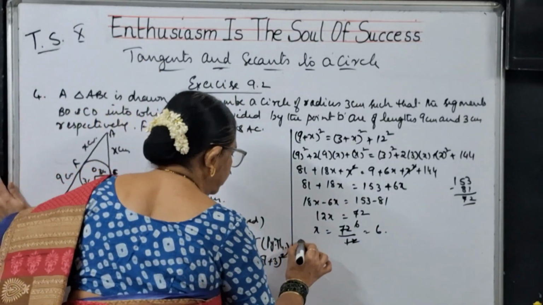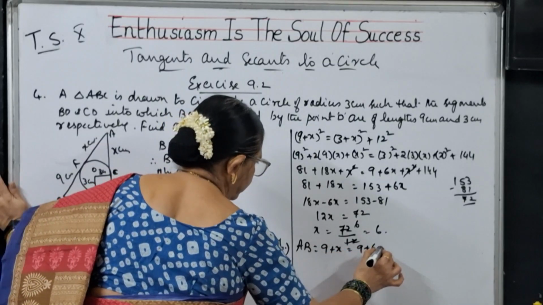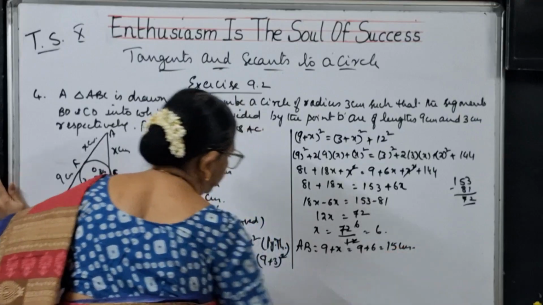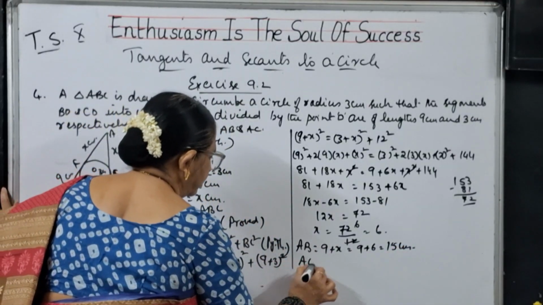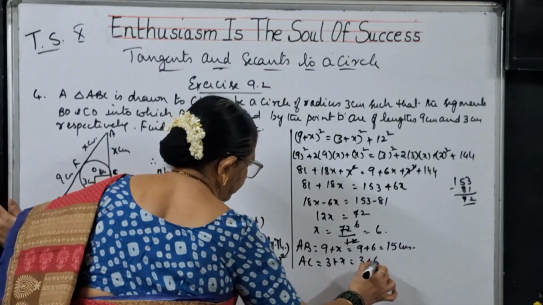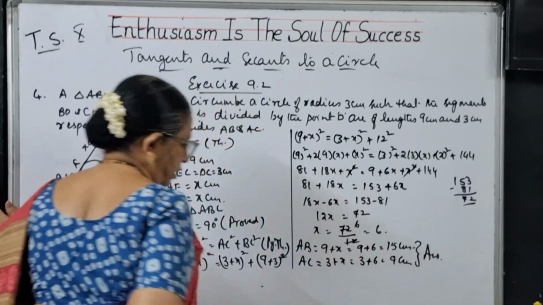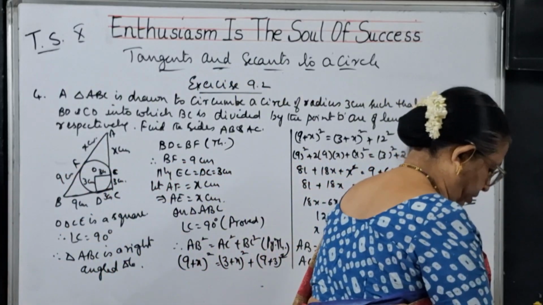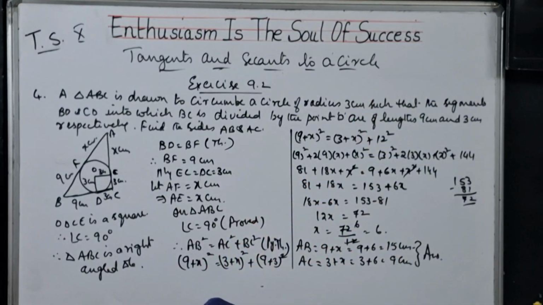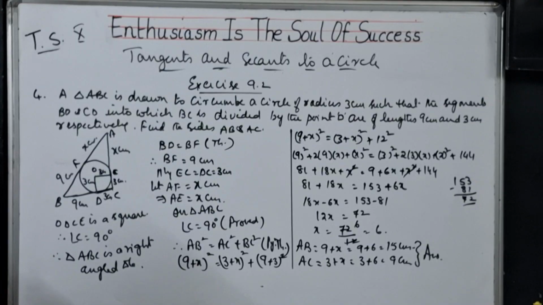So what is AB? 9 plus x, 9 plus 6, 15 centimeters. And what is AC? 3 plus x, 3 plus 6, 9 centimeters. This is the answer for this problem, children. Please note it down. This is important to some children.